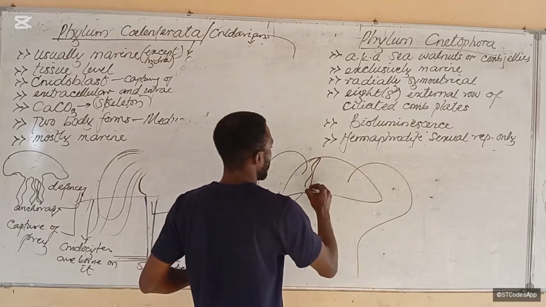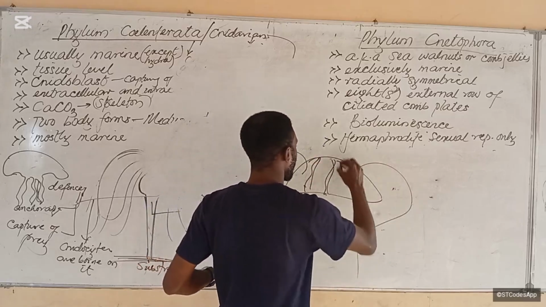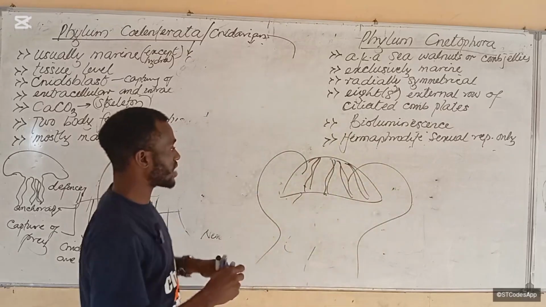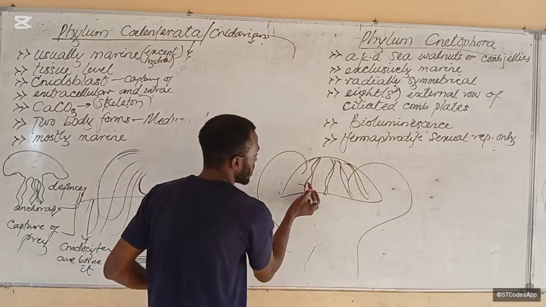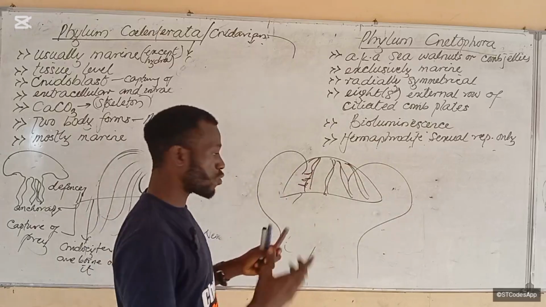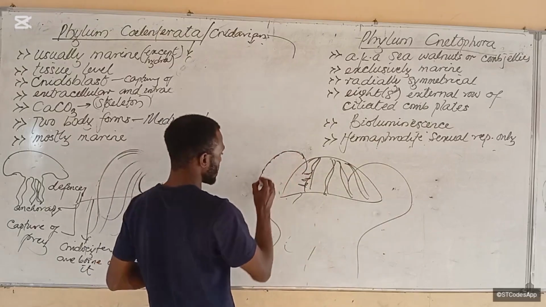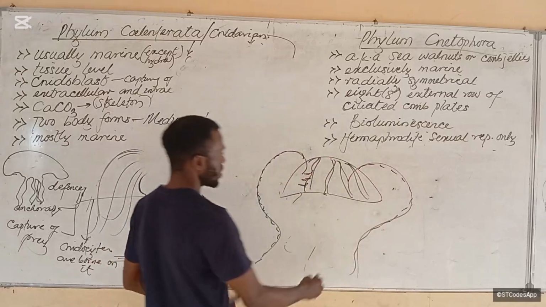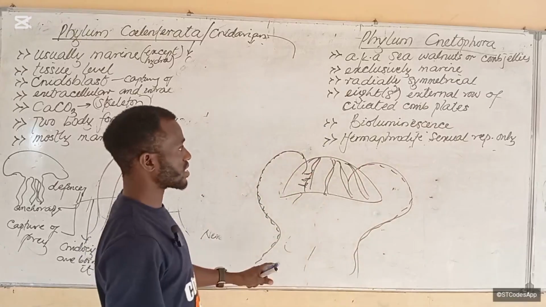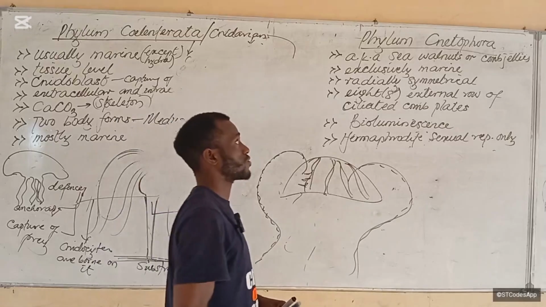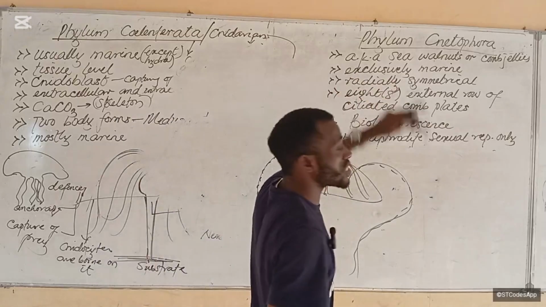They now have 8 external rows. I'm going to draw only on one side, where you see 4. On the other side, you see another 4. So these are the ciliated comb plates. The comb plates have cilia, which means they will be used for what? Locomotion as well. This thing also has 2 tentacles, and it also has stinging cells.